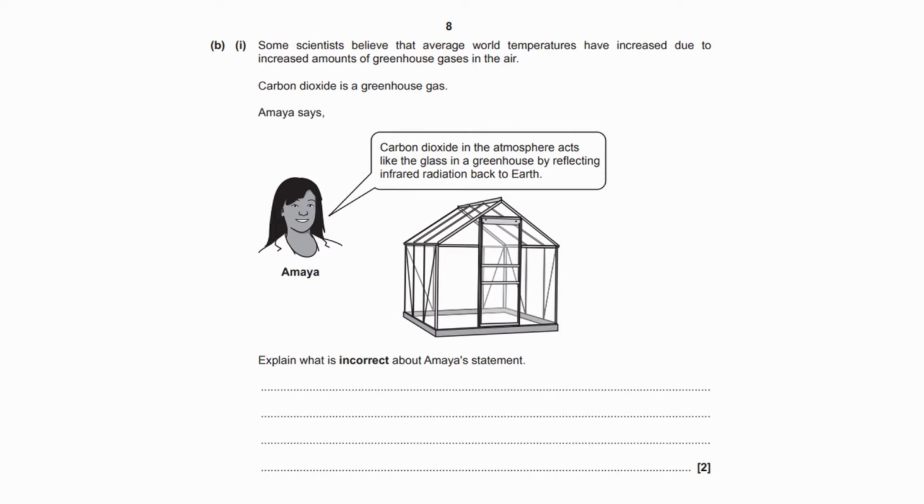The first one is, she said, it's like the glass. The glass is actually a single layer, but the carbon dioxide greenhouse gas in the atmosphere is not a single layer, it's throughout the whole of the atmosphere. So carbon dioxide is in the whole atmosphere. It's in the lower part of the atmosphere, but it's still spread out in the whole atmosphere. It's not just a single rigid layer like the glass.